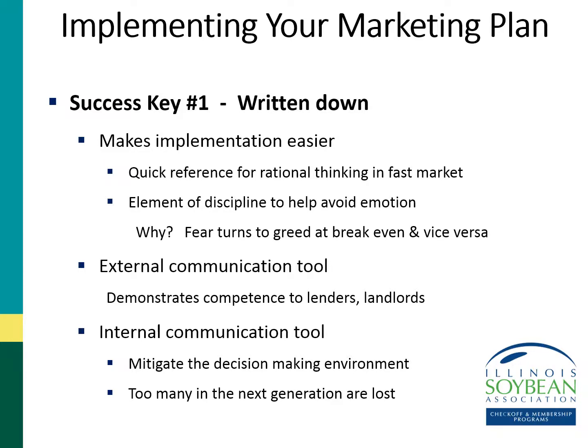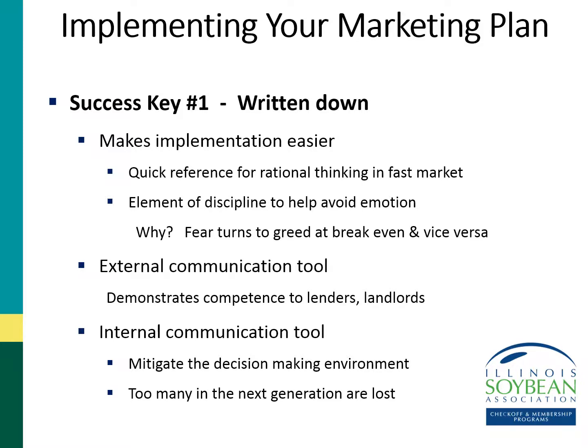Talk about mitigating the decision-making environment. If you farm in a family business that's got any two of the following: a brother, a dad, an uncle, a son, a nephew, a wife, having a written marketing plan mitigates that decision-making environment. It starts getting the focus on, what do we change about the plan, instead of, why didn't you do this differently?